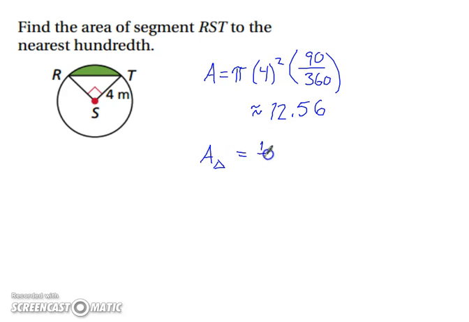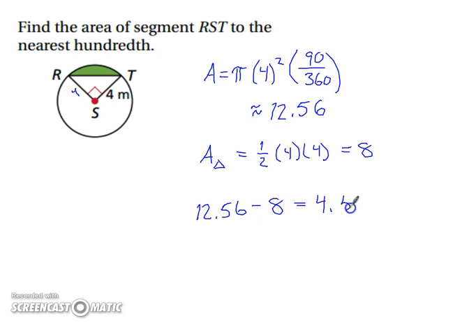Alright, well, what about the area of our triangle? We have 1/2 our base times our height. Now, unlike in the last one, this is a 90-degree angle, so we already have our base and our height. We don't have to find one of them. So, 1/2 4 times 4 is 8. So we have 12.56 minus 8, which gives you 4.56 meters squared.